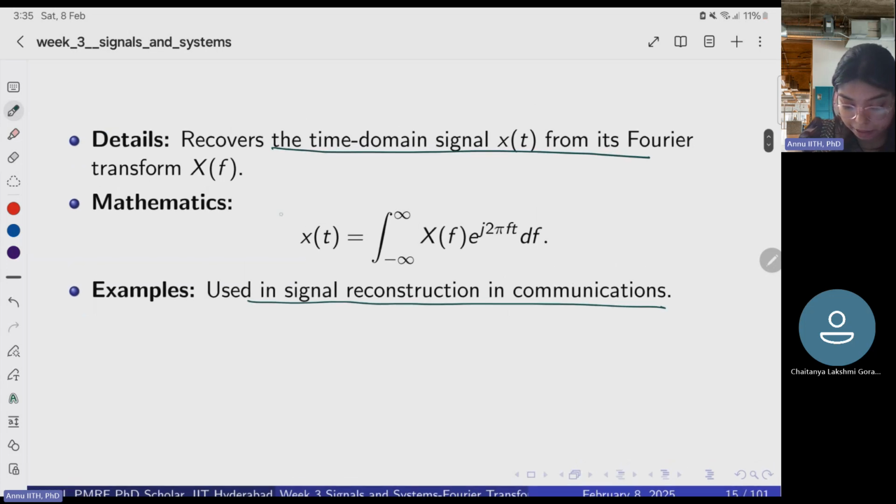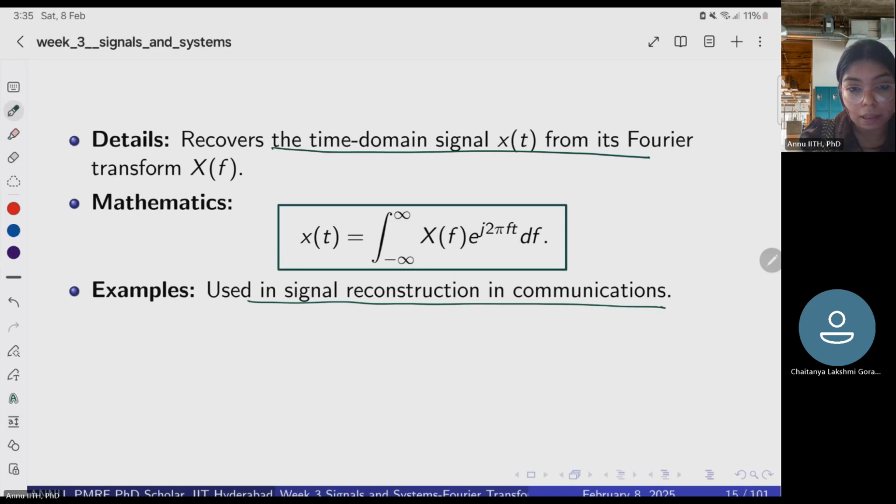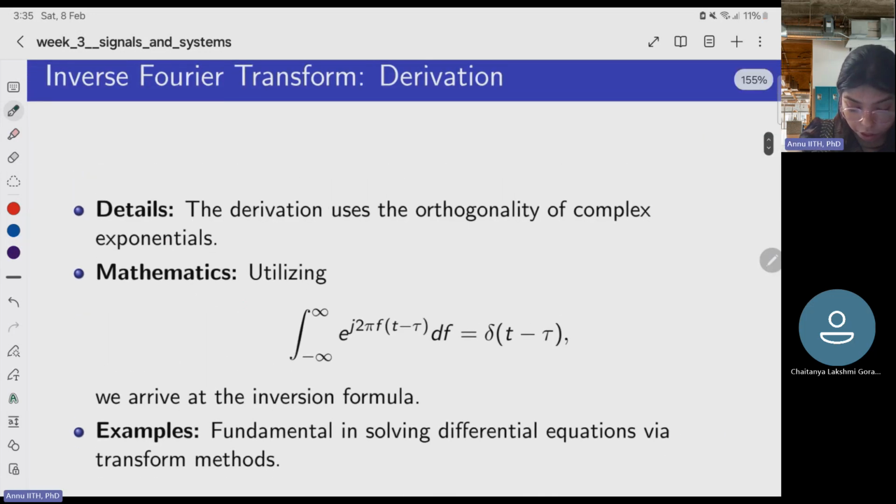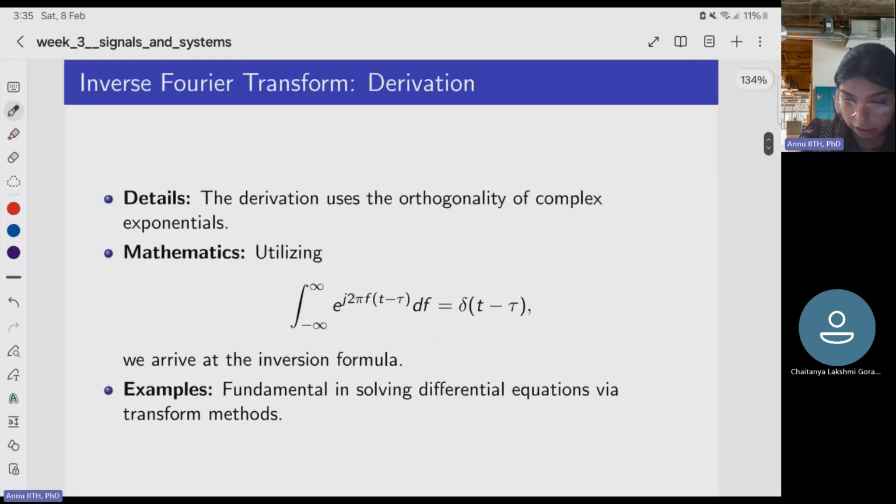And the formula is simple, like this. Okay, so you see these formulas.